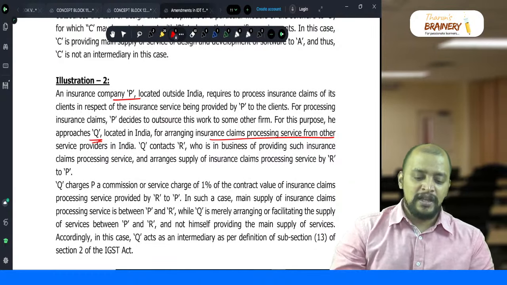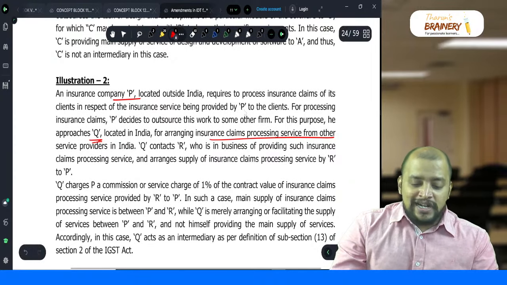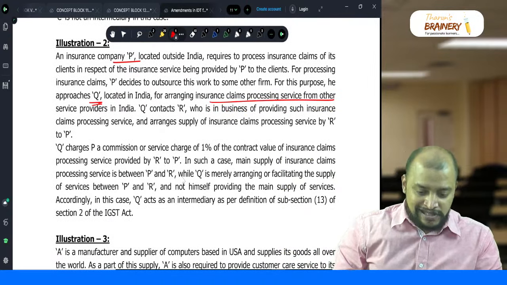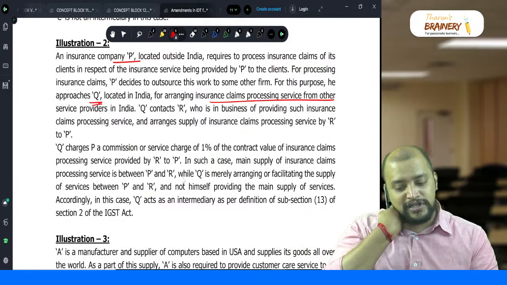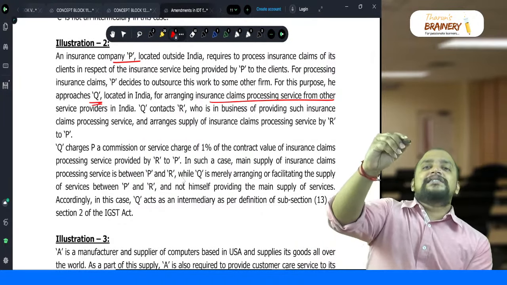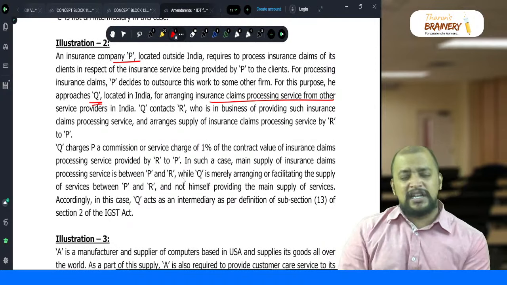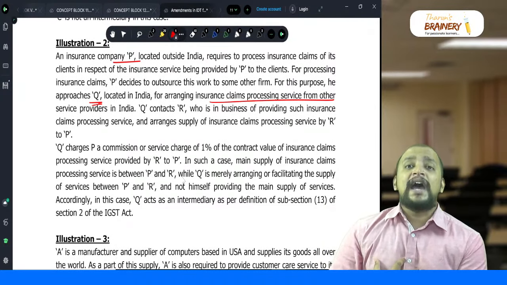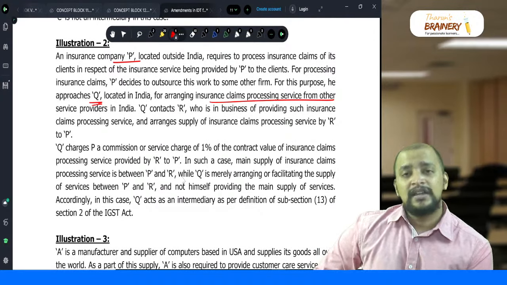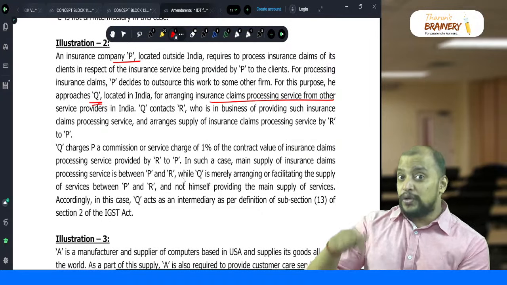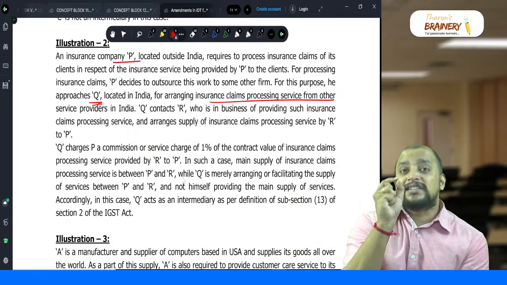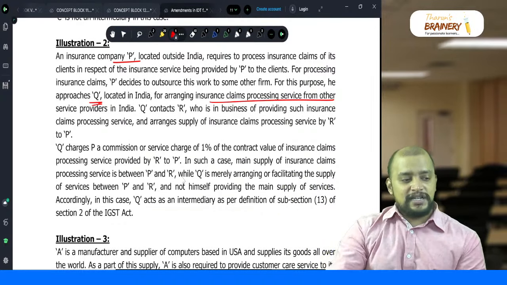Okay. So Q contracts with R, who is in the business of providing such insurance claim processing service, and arranges supply of insurance claim processing service by R to B. So now in this case, is R the intermediary? No, R is not the intermediary, because R is the one who carries out the outsourced work. He is working on a principal to principal basis with P. That is not intermediary. Whereas Q identifies R and brings him to P, for which he gets some commission. So that is intermediary service.